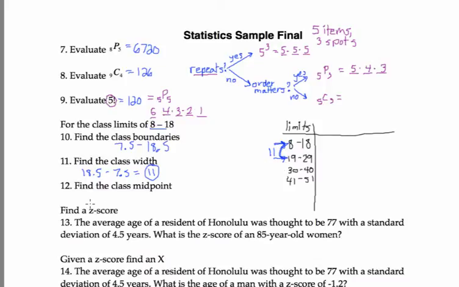Find the class midpoint. On your formula sheet, it'll tell you to take the lower boundary plus the upper boundary and divide by 2. So that'd be 7.5 and 18.5, so add those two and divide by 2. It also works for the midpoint if you use the class limits. If you add 8 plus 18 and divide by 2, you'll get the same answer. That class midpoint, XM is the symbol for it, is 13.